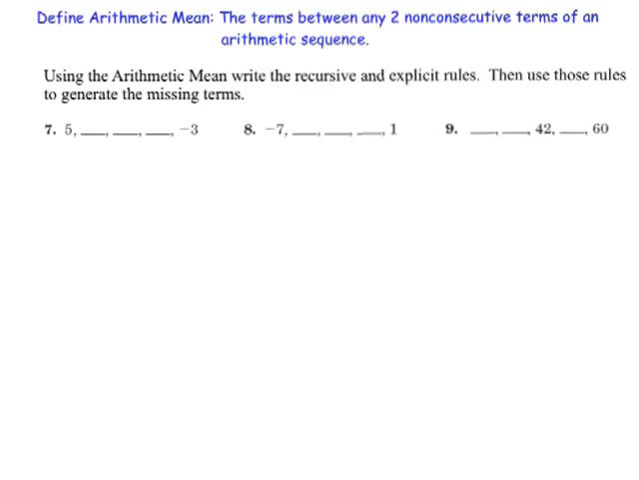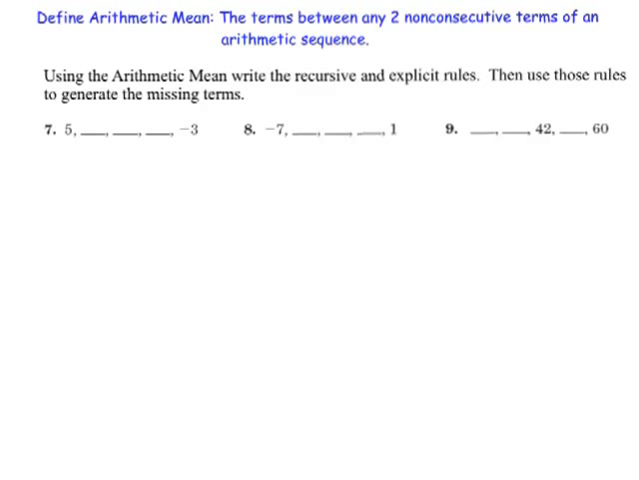This is going to be our last topic for today. Now, in this one here, we need to define what an arithmetic mean is. So, someplace in your notes, on the second page, about halfway down, you're going to see where it says arithmetic mean. Now, arithmetic mean, so squeeze this definition in there, it is the terms between any two non-consecutive terms of an arithmetic sequence. Okay, again, an arithmetic mean is the terms between any two non-consecutive terms of an arithmetic sequence.